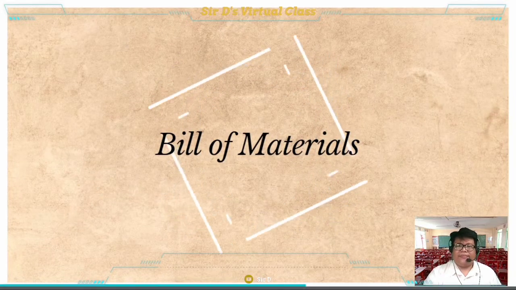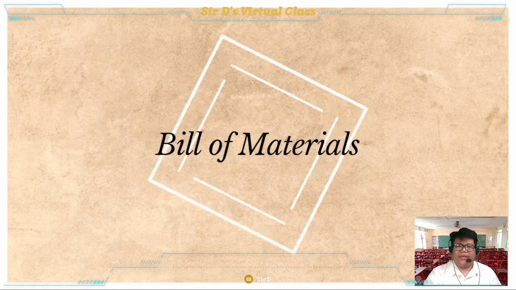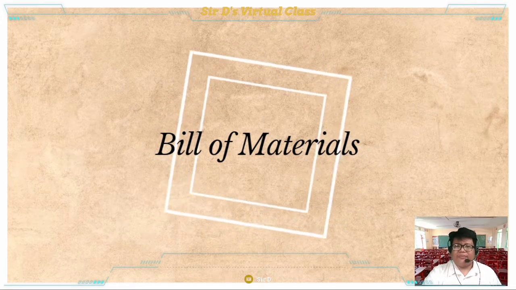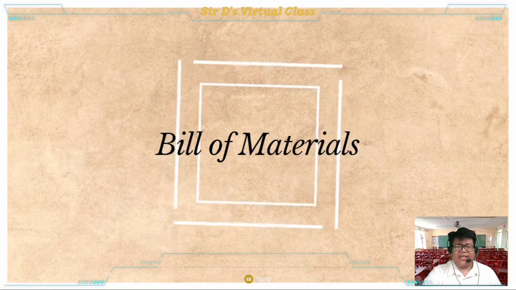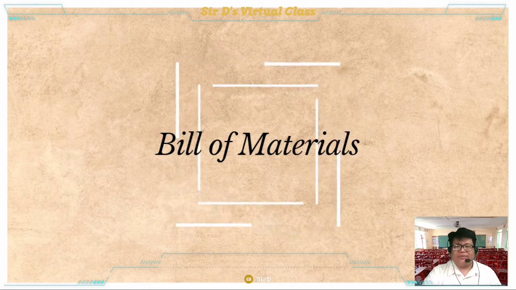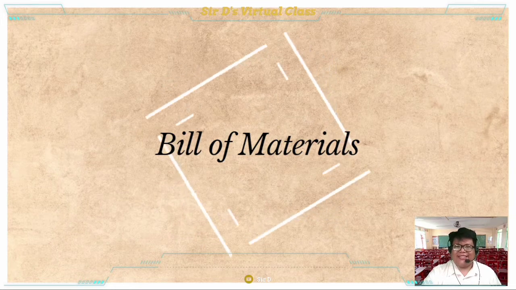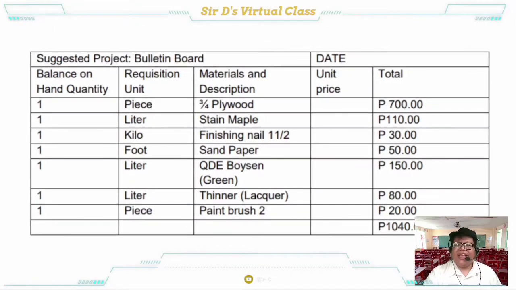Bill of materials. When requesting materials and tools, a bill of materials is used. This list indicates all things needed in a project together with their description, sizes, and amount or price. Here is an example of a bill of materials. The suggested project is that of a bulletin board. Look closely at the headers of each column. We must be familiar with this in order for us to identify well what is needed and what is to be received.